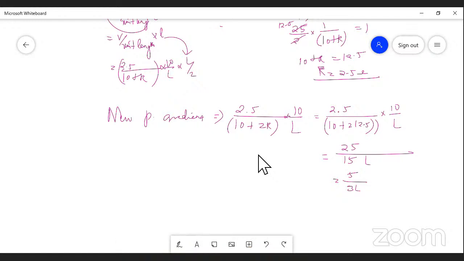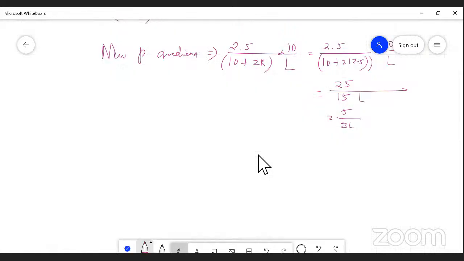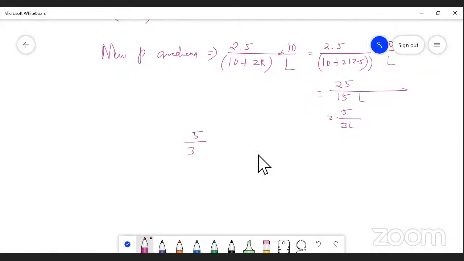Now, what will be the new balancing length? I can write here 5 divided by 3L into X is equal to 1. I don't know what the balancing length is, so I am assuming balancing length as X. This is the potential gradient. Once again, the same calculation: potential gradient multiplied by balancing length equals the EMF of the cell. The EMF of the cell is 1. So we have to find the value of X. So X equals 3L divided by 5. So this is 0.6L. So the balancing length is 0.6L.